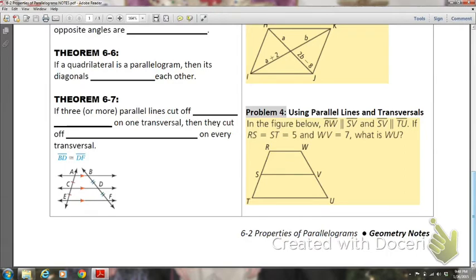And finally, this last theorem says that if 3 or more parallel lines cut off congruent segments on one transversal, then they cut off congruent segments on every transversal. So in this diagram below, we have parallel lines and 2 transversals that are cutting through those parallel lines. And if AC is congruent to CE, then BD is also going to be congruent to EF in this diagram. So let's look at some examples.